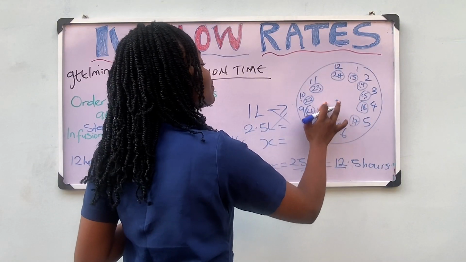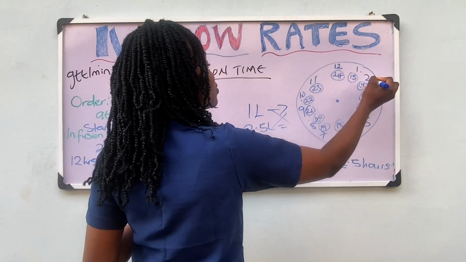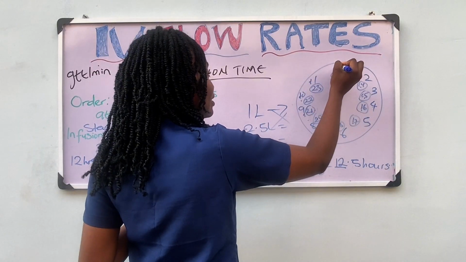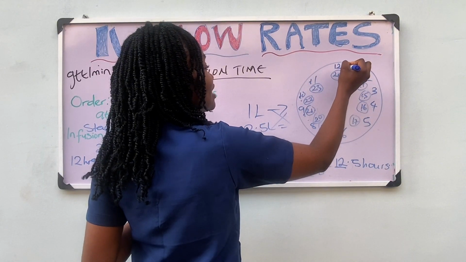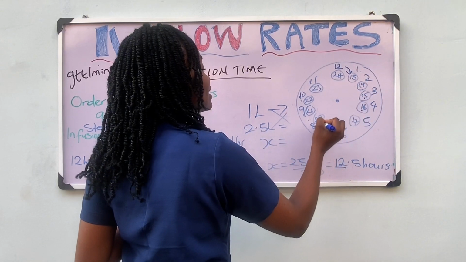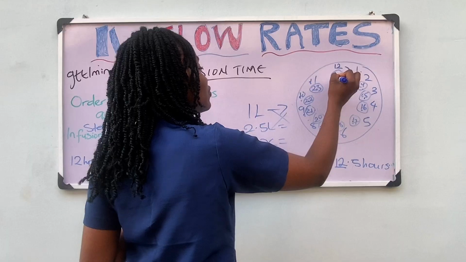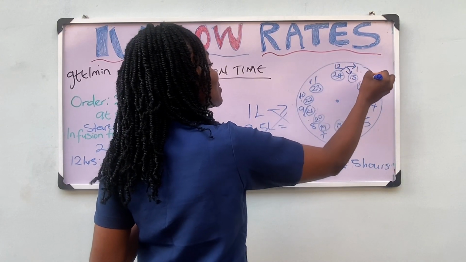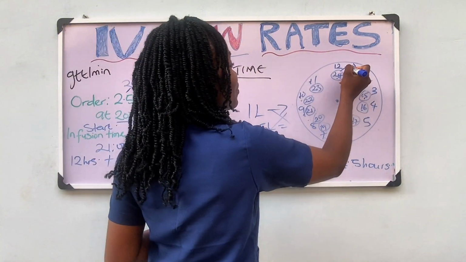Now the way this modified work clock runs is 1, 2, 3, 4, 5, 6, 7, 8, 9, 10, 11, 12. Then after 12, it moves down to 13, 14, 15, 16, 17, 18, 19, 20, 21, 22, 23, 24. After 24, it then moves out to 1, 2, 3, 4. So you can see our point of intersection here.